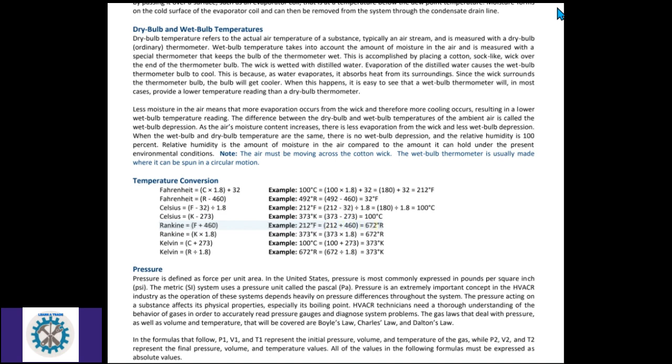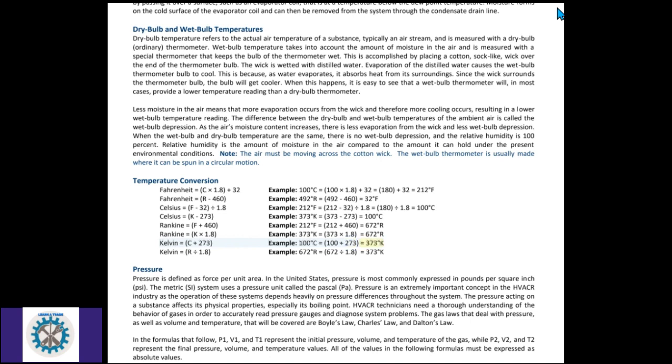Rankine equals F plus 460. Example: 212 degrees Fahrenheit equals 212 plus 460, equals 672 degrees Rankine. Rankine equals K times 1.8. Example: 373 degrees Kelvin equals 373 times 1.8, equals 672 degrees Rankine.